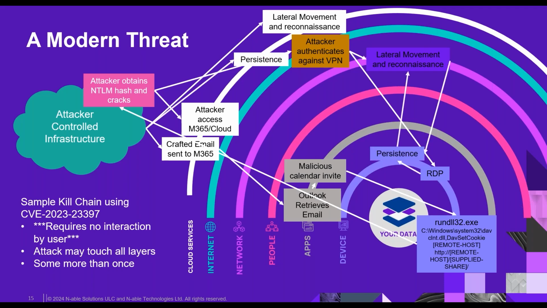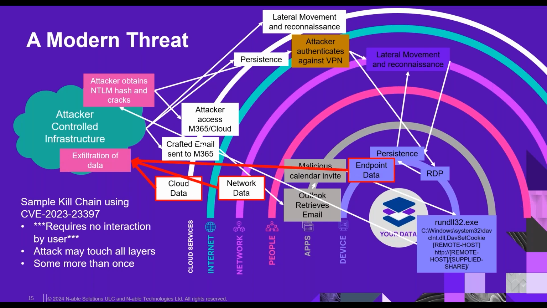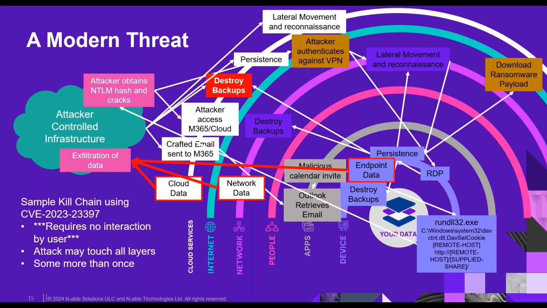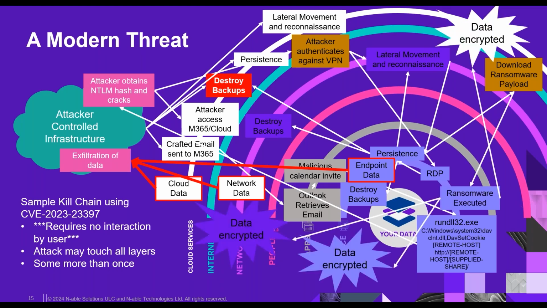They can set up persistence. They can continue to poke around and find additional information. They can exfiltrate all of this data. Once they've exfiltrated it, they can start working on destroying backups, eventually moving on to downloading a ransomware payload, running that ransomware, and then encrypting data in multiple locations across the estate. And this is all something that, again, started with a single Outlook vulnerability.